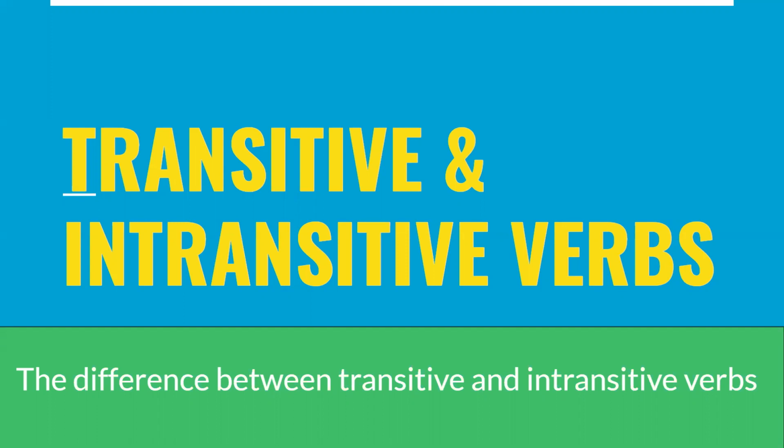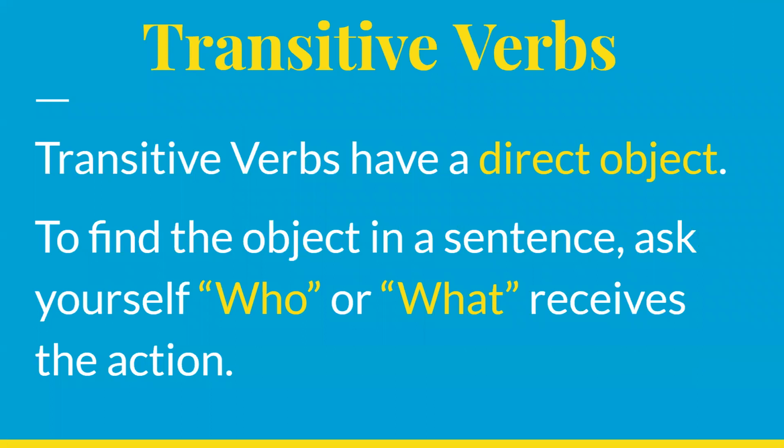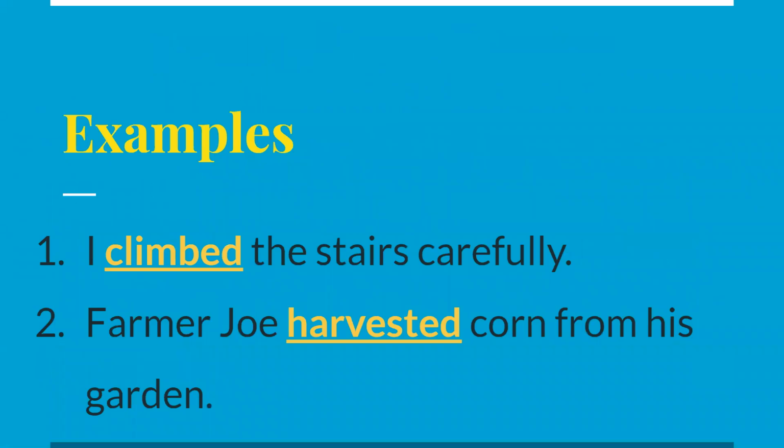So let's get into it. Transitive verbs. Transitive verbs have a direct object. To find the object in the sentence, you want to ask yourself who or what receives the action. So here are some examples of transitive verbs. Remember, if it's transitive, there should be a direct object. Ask yourself who or what after the verb.